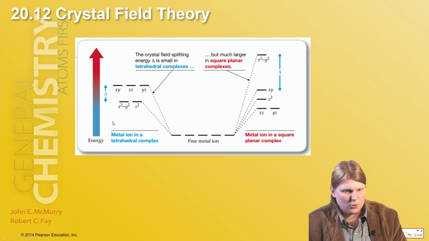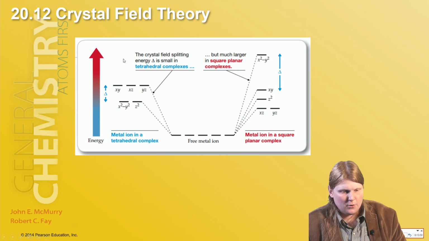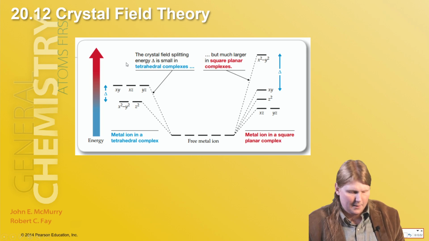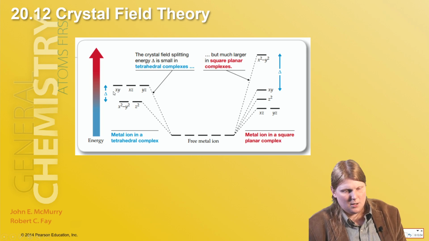In a tetrahedral complex, they'll be in this orientation. It tends to be larger in square planar, and these configurations are different. So this is why, like I said, in a complex, sometimes these xy, xz, and yz are higher in energy than the other ones. It depends on the shape of the complex and the relative size and overlap of things, how big these gaps are. So in a square planar versus a tetrahedral, the shape is different.